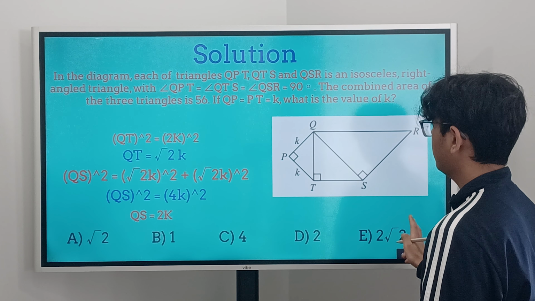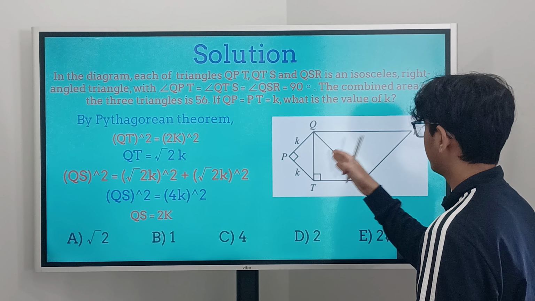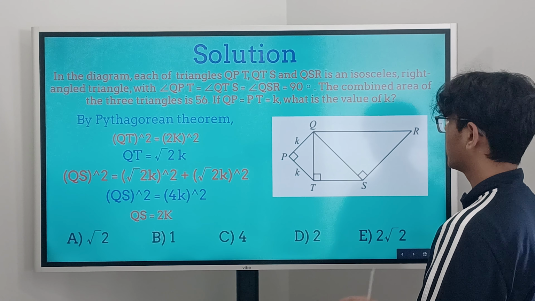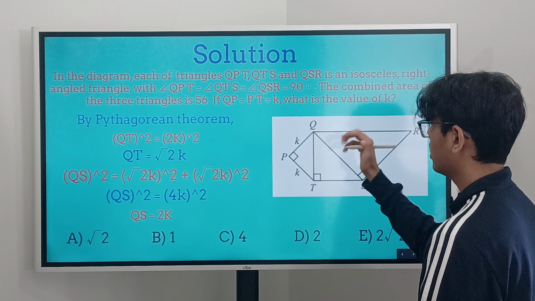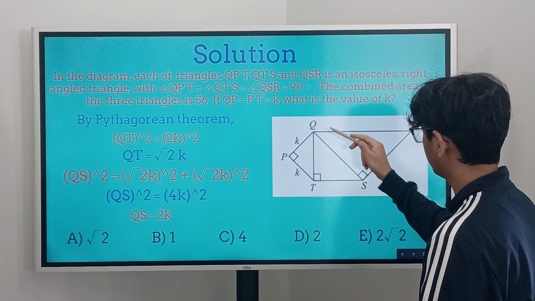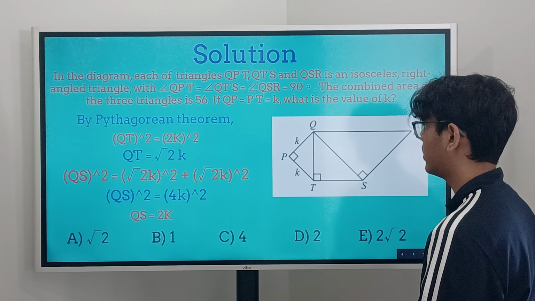So for our solution, first, we've got to find out the area for each one of these triangles so we can get up to that 56. So first we're going to find out the side lengths for each one of these. We already know that this here is equal to K, and this here is equal to K, but we don't know what the length from Q to T is.